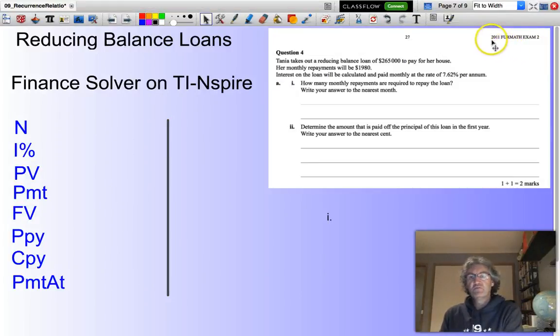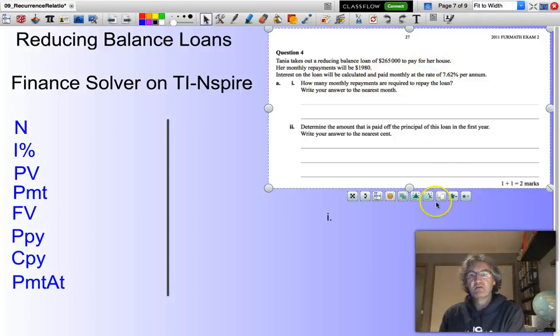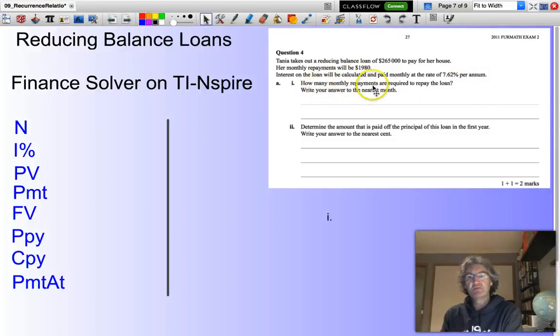This is a question from the 2011 Further Maths exam, number 2. Tanya takes out a reducing balance loan of $265,000 to pay for her house. Her monthly repayments will be $1980. Interest on the loan is to be calculated and paid monthly, and the rate is 7.62% per annum. Now, how many monthly repayments are required to repay the loan? We need to answer to the nearest month.